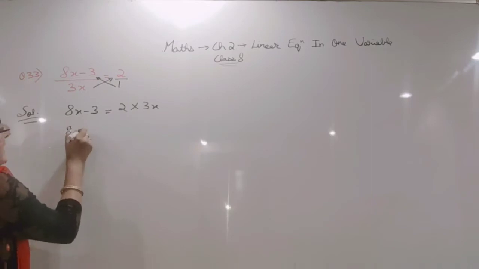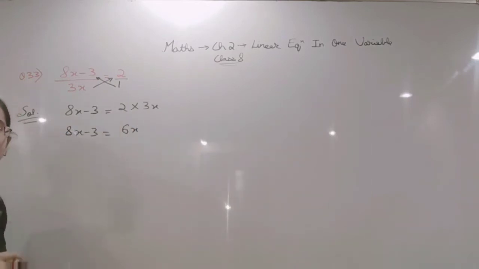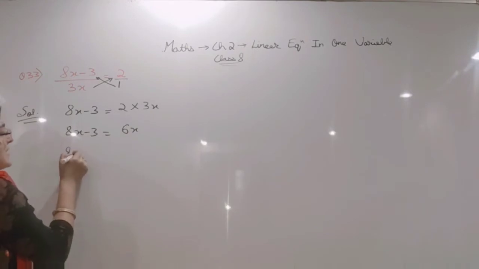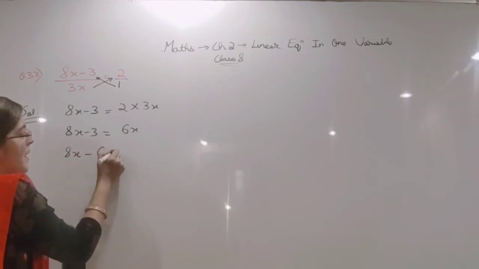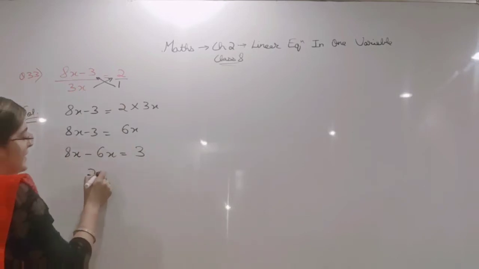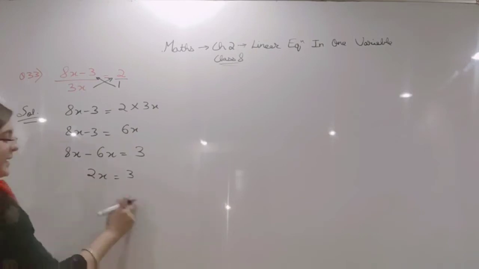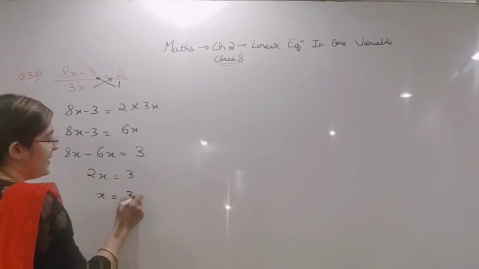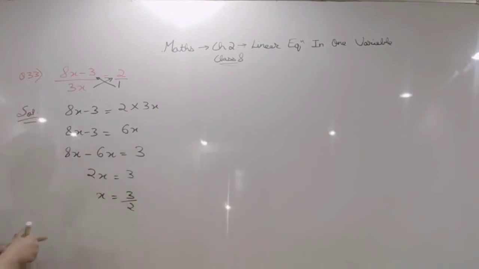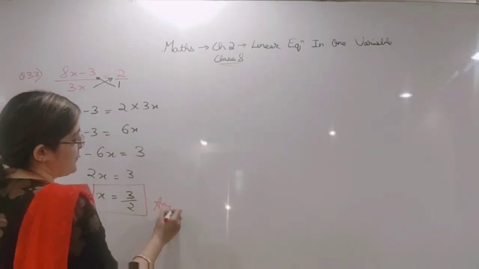Now what we will get, 8x minus 3 is 6x. Now the same procedure that we do, variables on one side and constants on one side. So we will bring 6x here, it will become minus 6x, 3 will go there. Now we will get 2x is equal to 3. Now this 2 is in multiplication, so it will go in division on the other side. Your final answer is x equal to 3 by 2.